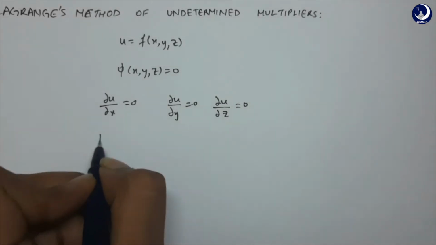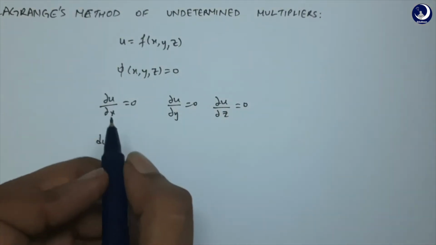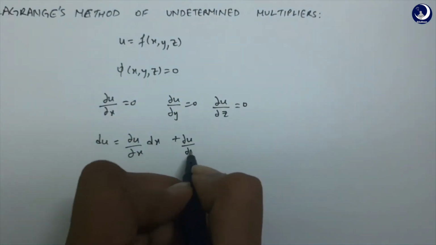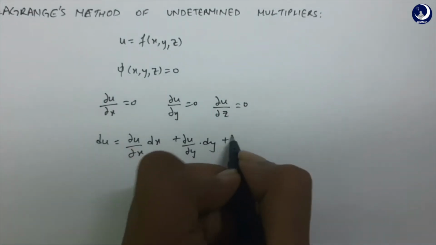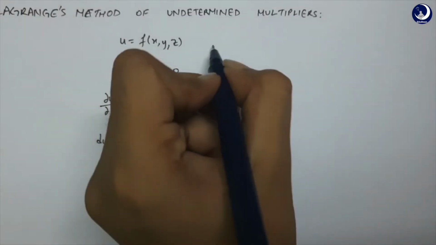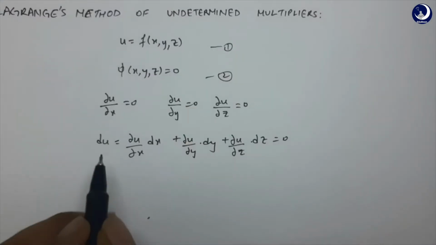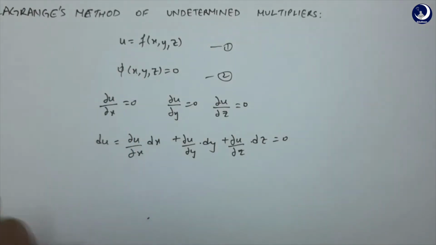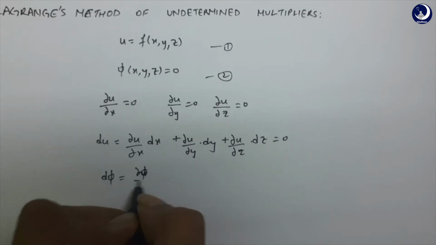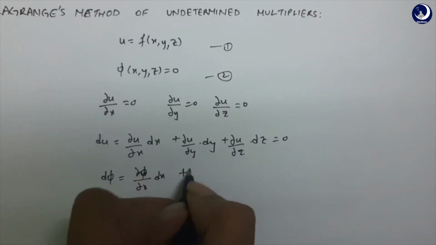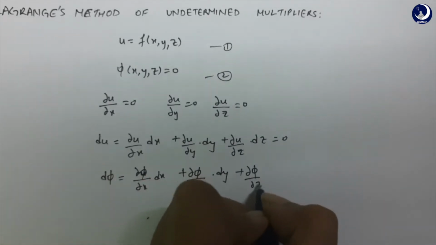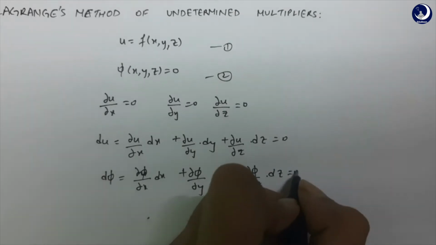So this also means the total differential du equals dou u by dou x into dx plus dou u by dou y into dy plus dou u by dou z into dz equals 0. Let's take this as 1 and this as 2. Now like du, if you also differentiate equation 2, we get d phi equals dou phi by dou x into dx plus dou phi by dou y into dy plus dou phi by dou z into dz, and this will also be equal to 0.